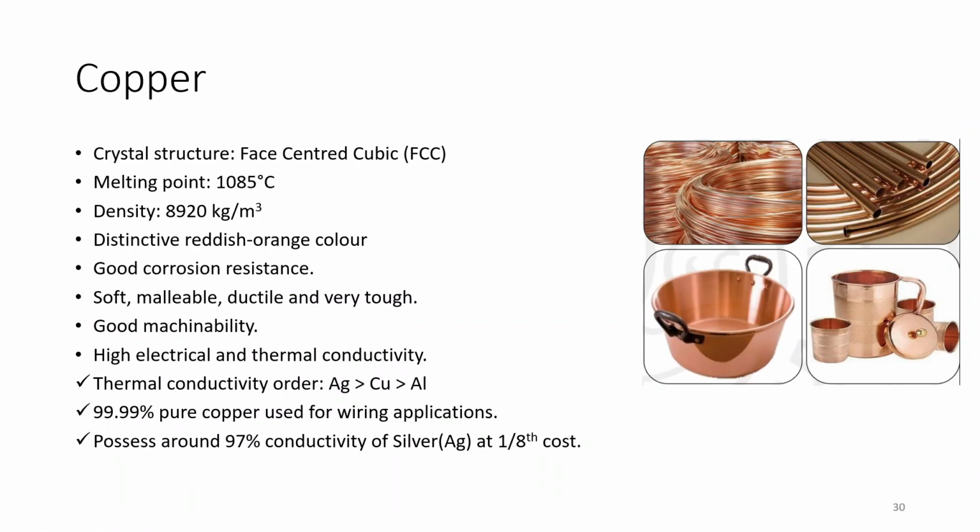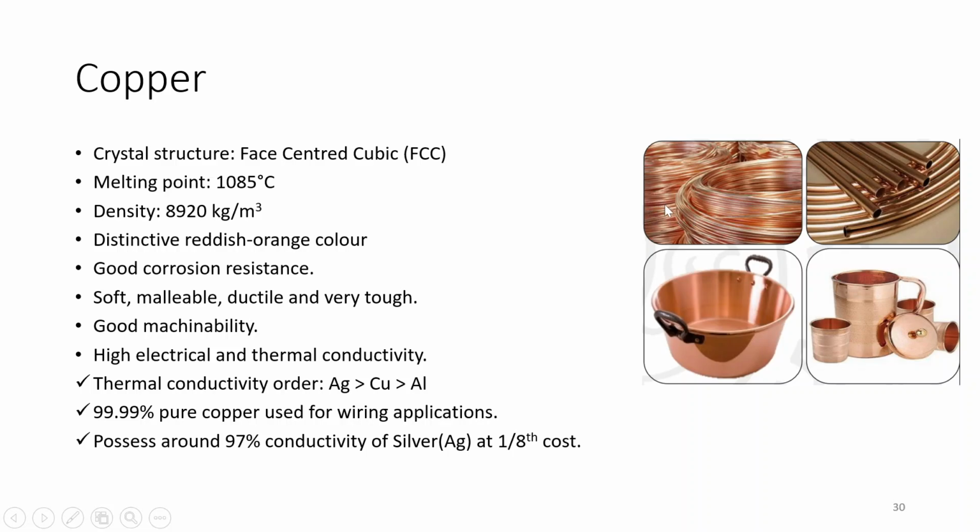Next is copper. It has a crystal structure of FCC, and its melting point is 1085 degrees Celsius, and its density is 8920 kg per meter cube, and it has a distinctive reddish orange color, and its corrosion resistance is very high, okay, because if you see the reactive series, then copper will be near gold and silver, so it is a very noble material.